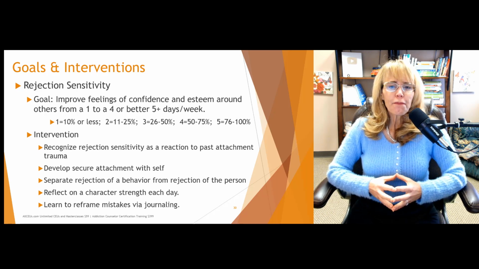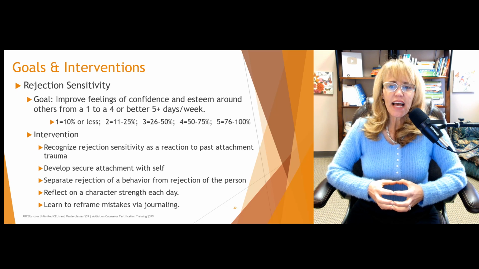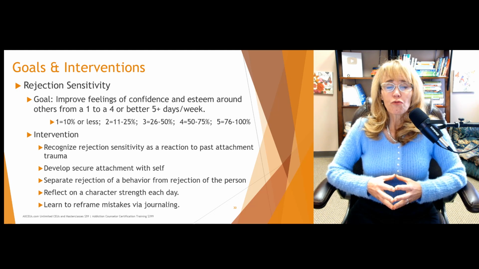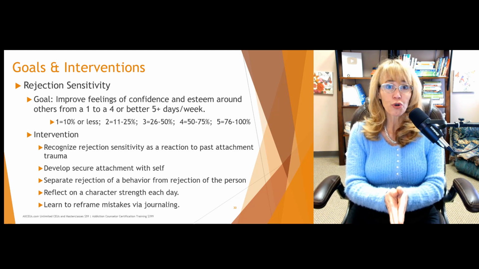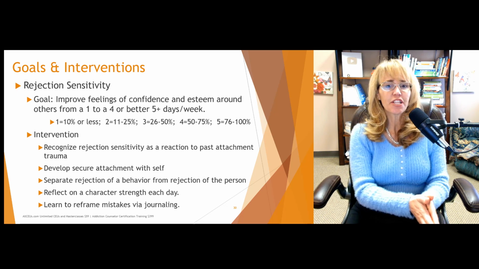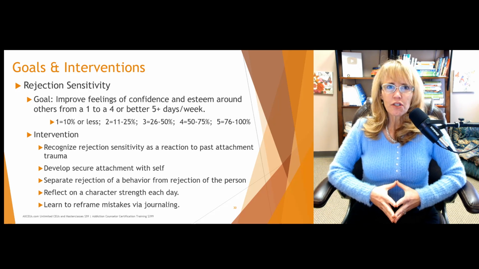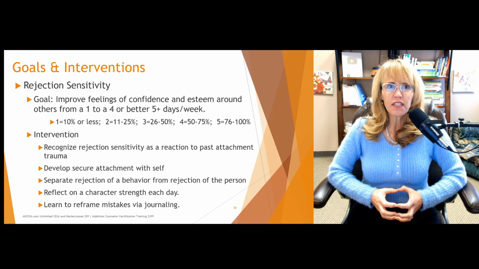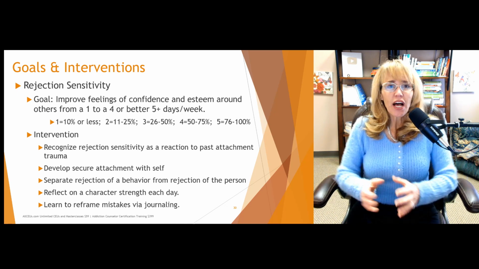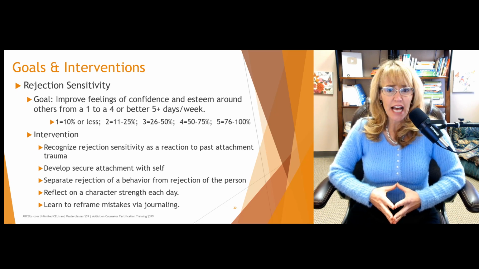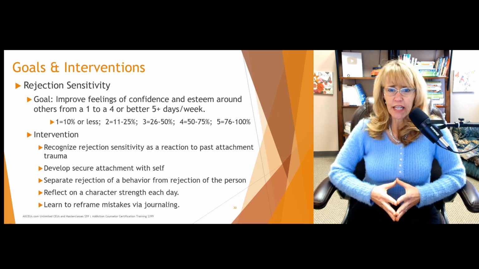Interventions. We want to help people recognize rejection sensitivity as a reaction to past attachment trauma. If they received a lot of what we call insensitive responses from their caregivers, who were not aware of and sensitive to their needs, so they were insensitive in their responding, it often creates an environment where the child feels unsafe and the child doesn't feel like the caregivers are meeting their needs, which leads to insecure attachment. So there is work to be done here.